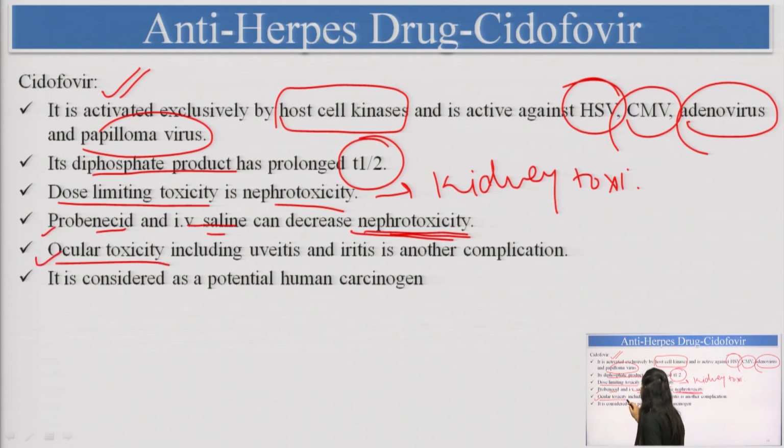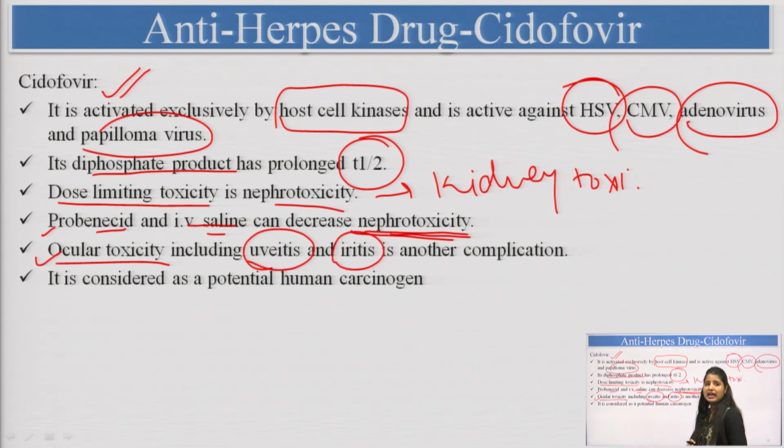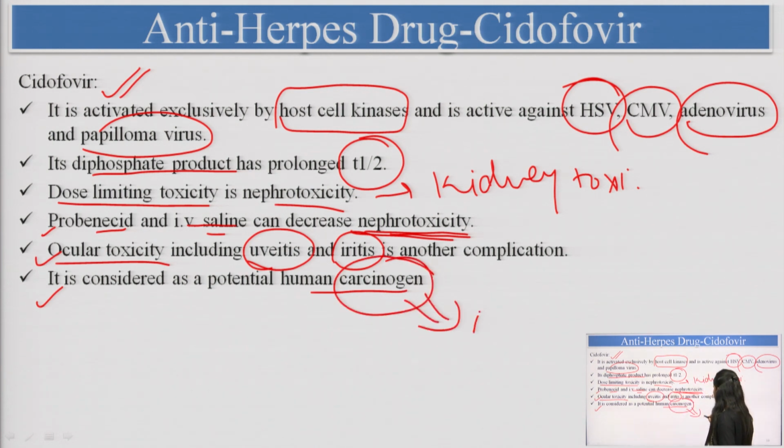Now, ocular toxicity including uveitis and iritis, these are eye inflammations, okay, is another complication we have seen with cidofovir. It is considered a potential human carcinogen, okay. It has the capability to cause cancer.